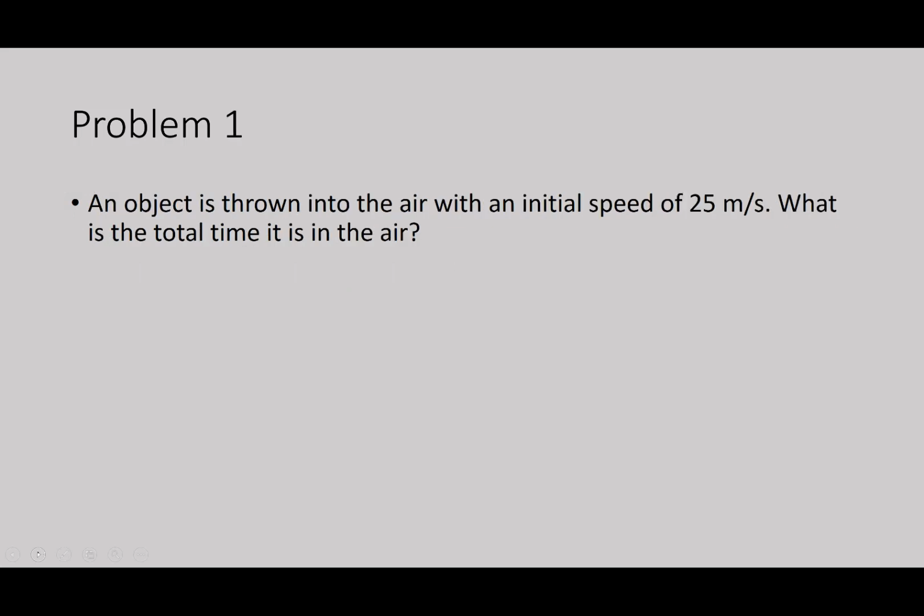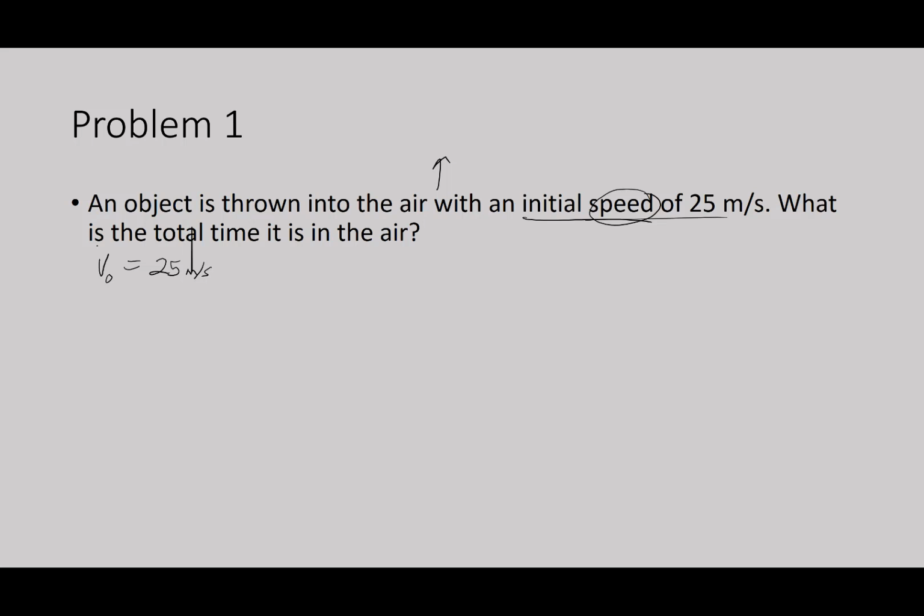Okay, so problem number 1. It says that an object is thrown into the air with initial speed of 25 meters per second. What is the total time that it is in the air? Okay, so an object is thrown into the air. I'm going to assume that it's thrown upward, and it has an initial speed of 25 meters per second. Okay, so speed is the magnitude component of velocity. So our initial velocity, we're going to list the items we know, is 25 meters per second.